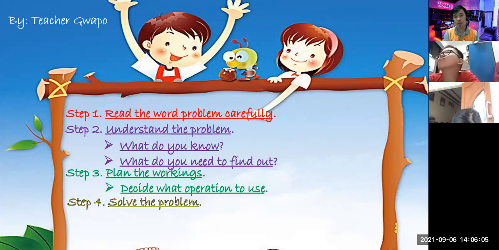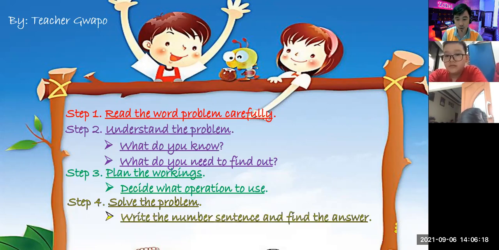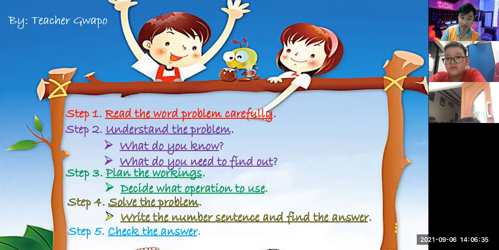But don't solve the problem if you don't understand. You have to understand the problem first. What do you need to find out in the problem? And then that's the time that you will decide what operation to use. And then if you know how to check, you can check. But in our coming classes, maybe next week or next meeting, we will learn how to check the answer. Now, step number 5 is check the answer.